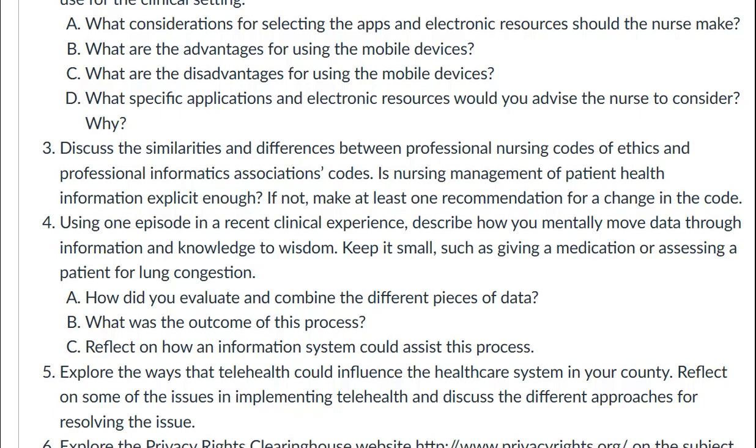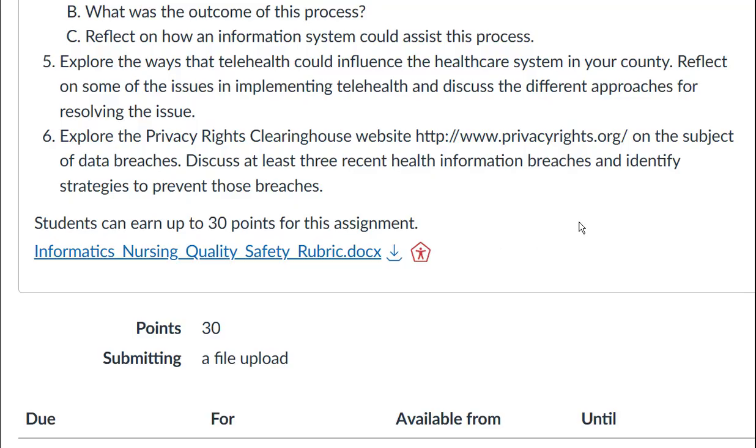Instead of asking yourself, what is this? Ask yourself, why? What does this mean? How does it affect us as nurses? How does it improve patient care, improve safety? Look for those deeper connections. That's how you're going to elevate your work into those higher points.